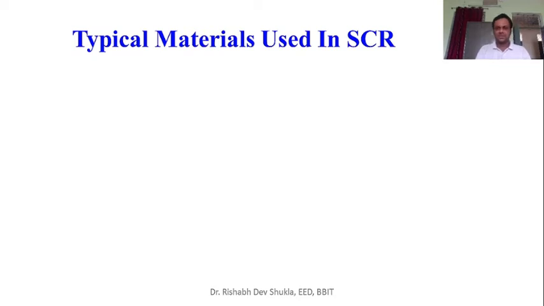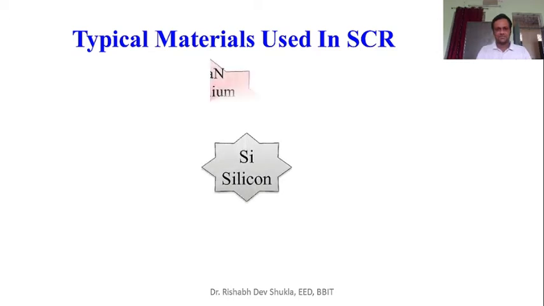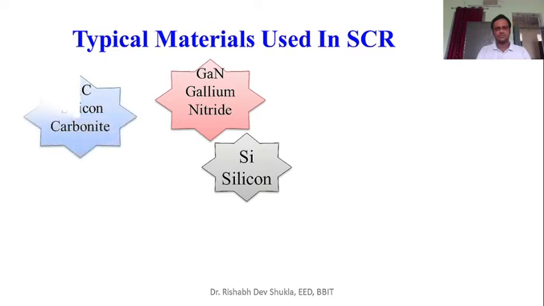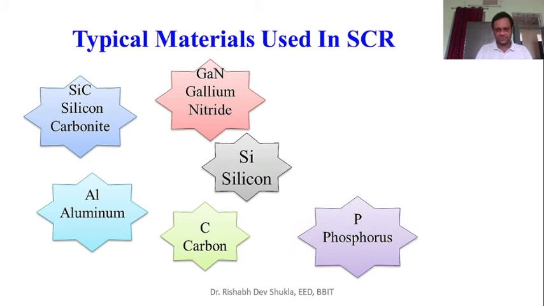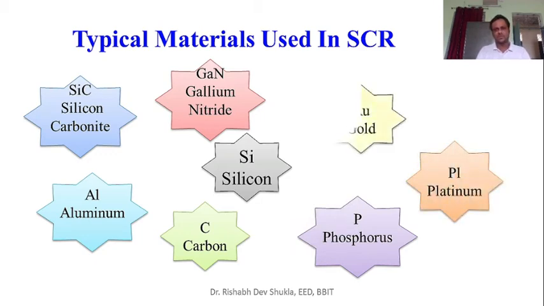The typical material used in fabricating the SCRs are silicon, galvanium nitride, silicon carbide. Aluminium is used as a dopant. Carbon is also used as a dopant. Phosphorus is also used as a dopant here. Platinum and gold is also used in fabricating the SCRs.